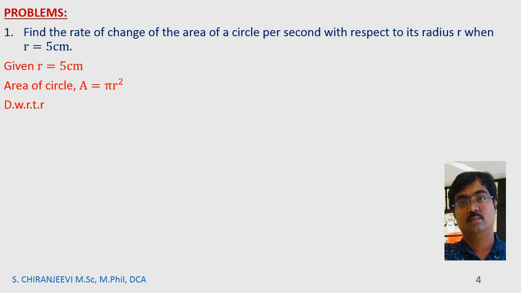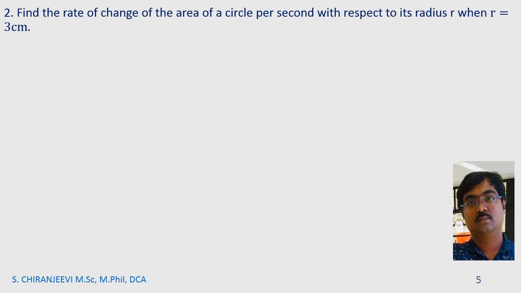differentiating with respect to r, dA by dr equal to pi into differentiation of r square is 2r, which is equal to 2 pi r. At r equal to 5 centimeters, dA by dr equal to 2 pi into 5, which is 10 pi centimeter square per second. Second problem, find the rate of change of the area of a circle per second with respect to its radius r when r equal to 3 centimeter.